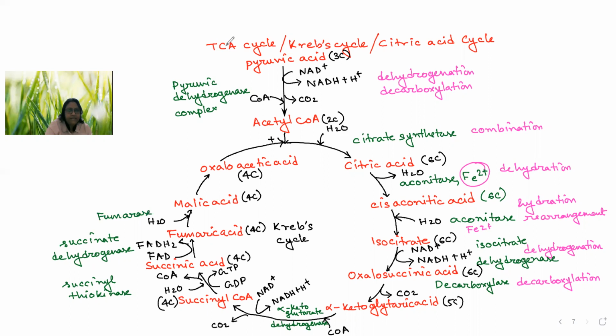And finally, malic acid to oxaloacetic acid, which is a 4-carbon acid. During this, there will be once again production of NADH plus H plus. And the enzyme which is responsible for this is called malic dehydrogenase.